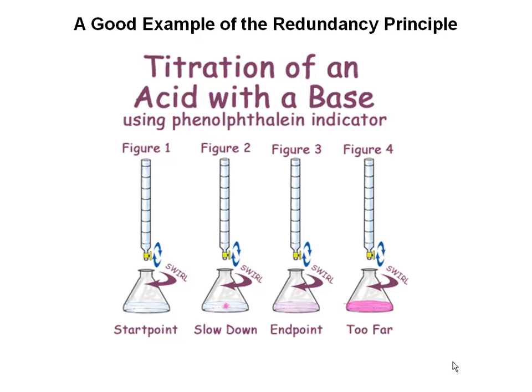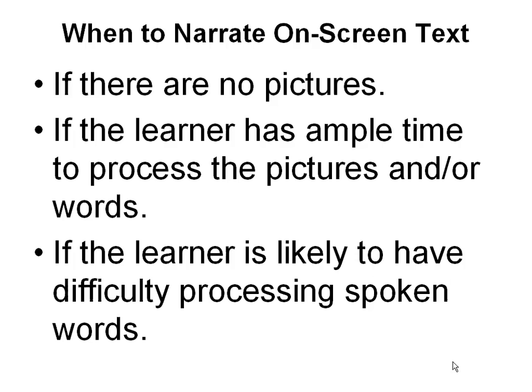Figure 1 would say something to the effect of, the start point is prior to any base being added. Figure 2, slowly begin to add the base drop by drop. If you end up with a large amount of pink, you need to slow down as you're adding, and you must swirl it. When the color stays a very pale pink, as in figure 3, you have reached the end point. But if you go to a dark pink color, you've gone too far and used too much of the titrant. Okay, so this is how we can use this redundancy principle to not overdo it.